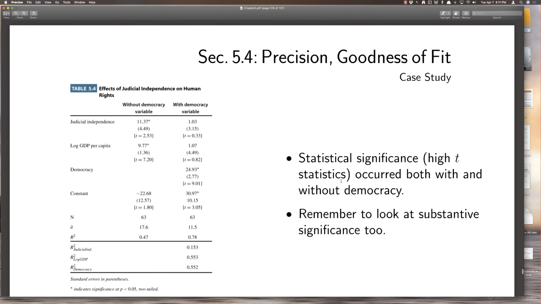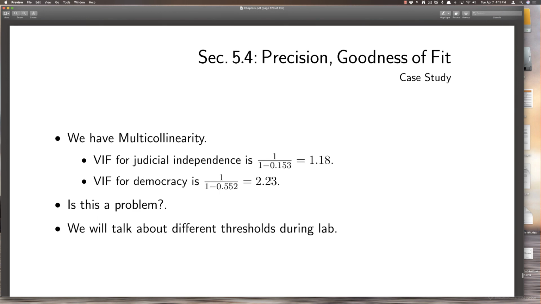All right. And notice it also made it where we could fail to reject the null hypothesis. The issue here is, democracy, per capita GDP, and judicial independence are all highly correlated with one another. So it's preventing us from teasing out the independent effect of judicial independence.